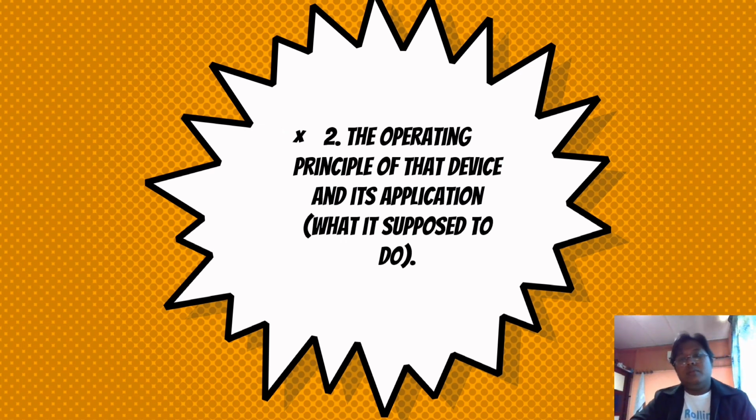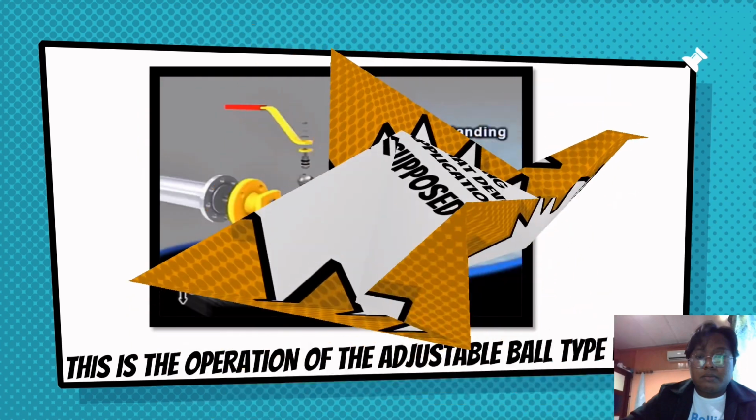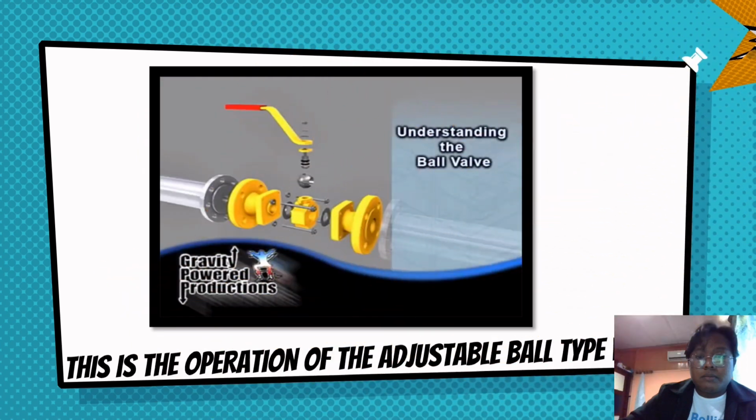Next, we move to the second objective. The second objective is the operating principle of the device and its application. Our device is a throttle valve, and we choose the adjustable valve. From the five adjustable valves, we choose the ball valve. As you can see now, this is the operation of the adjustable ball type valve. I will show you the video.